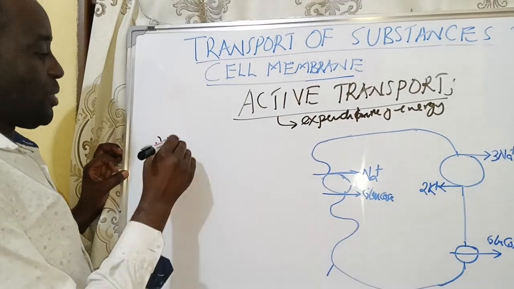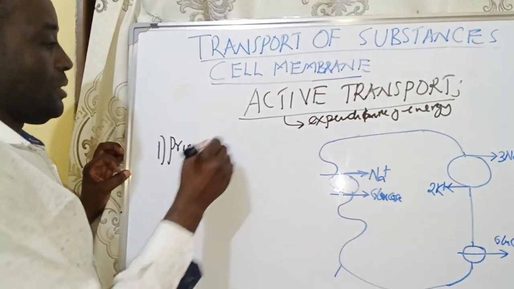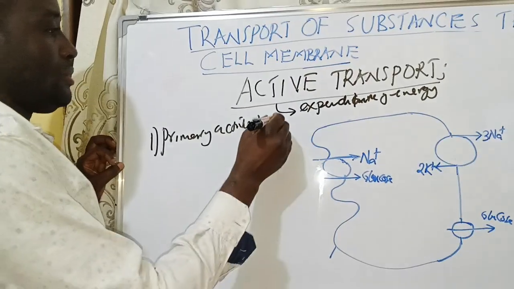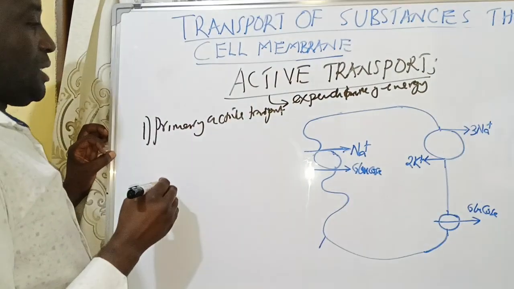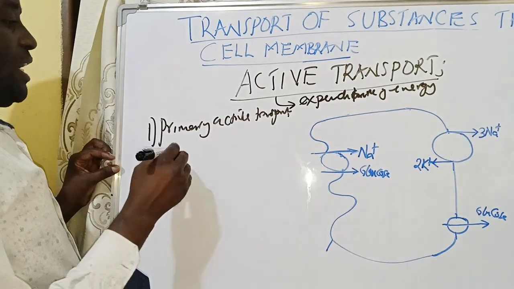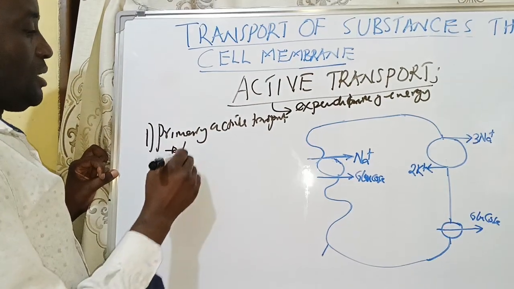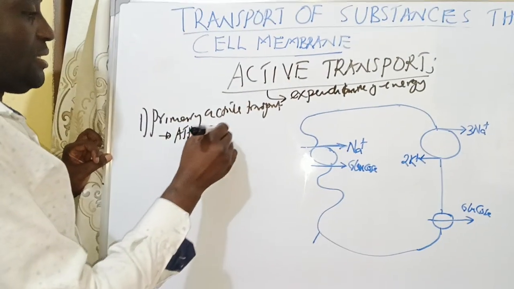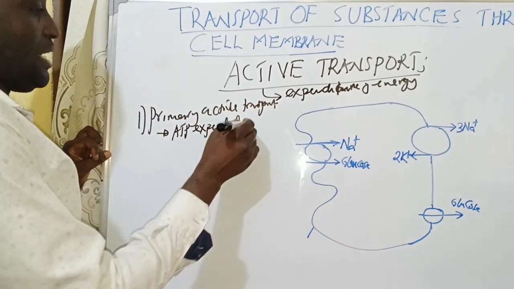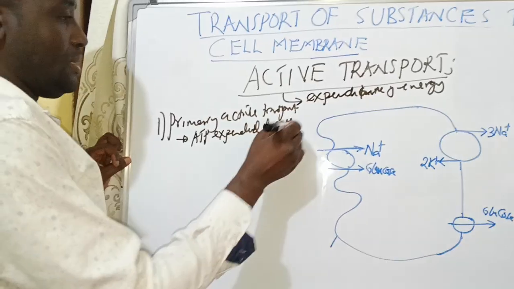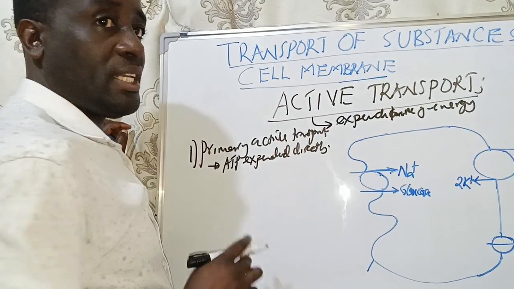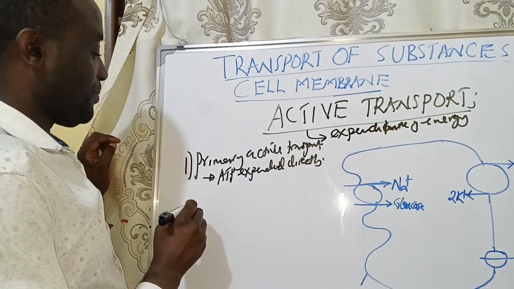There's what we call primary active transport. Now, under primary active transport, ATP is expended directly. As the material is being transported, there is direct expenditure of ATP.